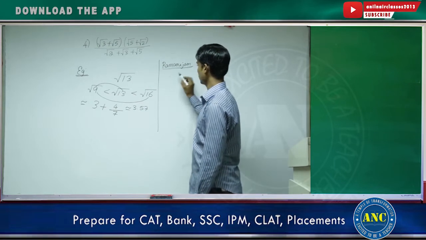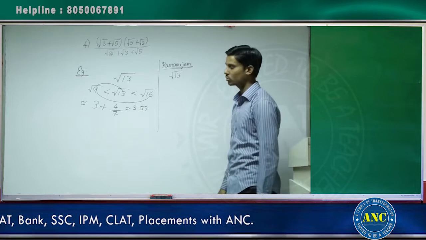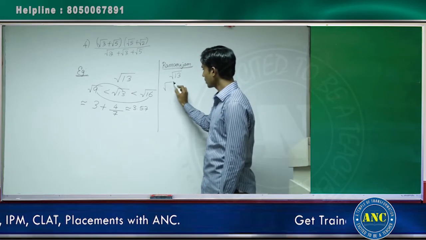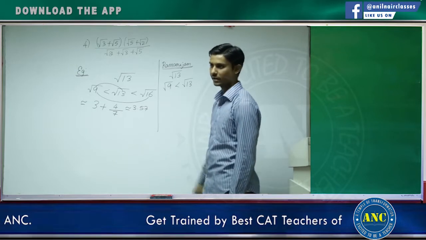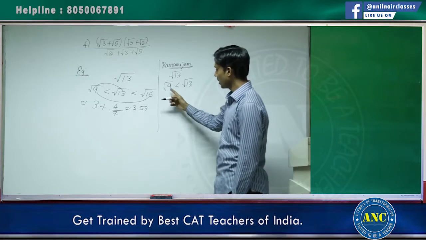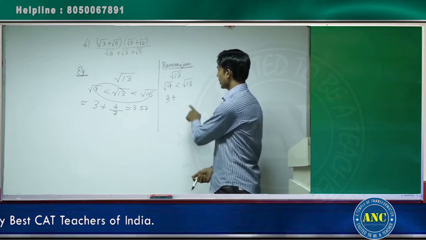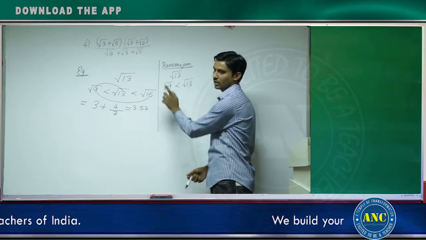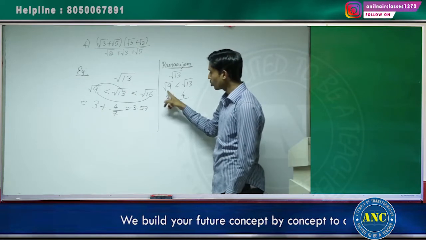This method, see here, is more or less the same thing. Root 13 is the given value, right? Root 13 is what we need to find. Root 13 is greater than root 9, right? So it should be 3 plus something. Now, the difference between 13 and 9 is nothing but 4, right?